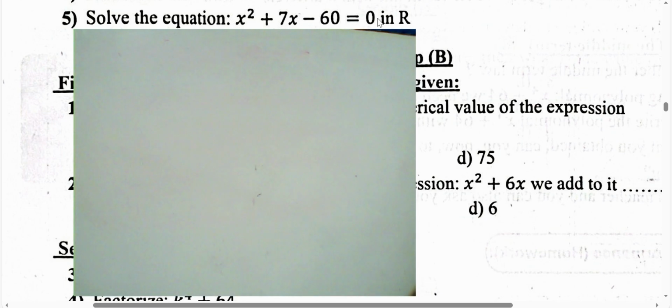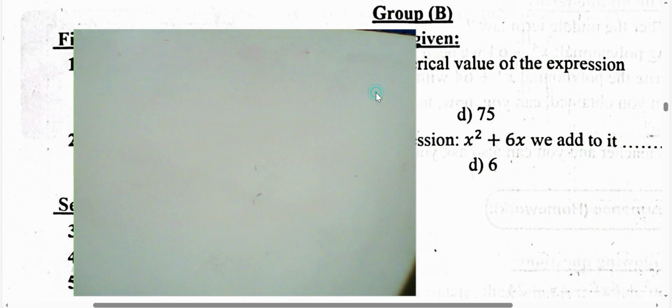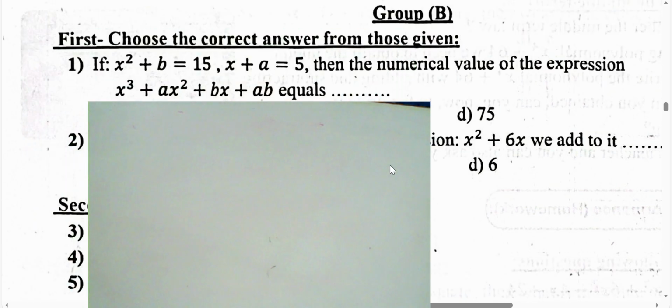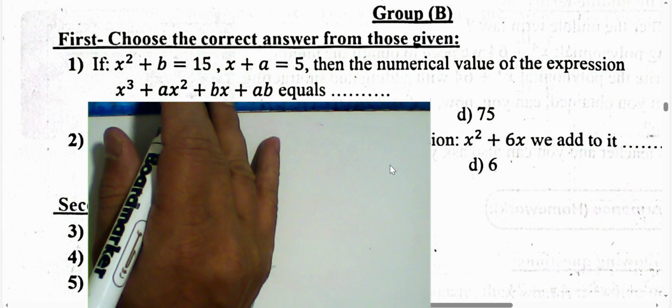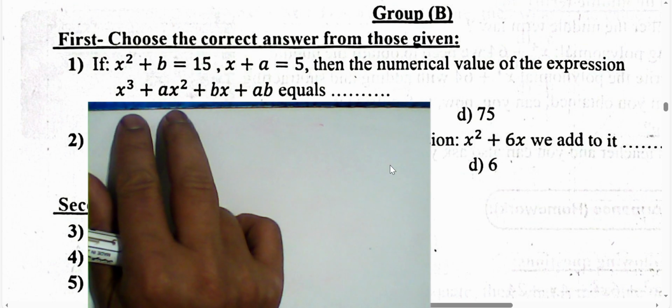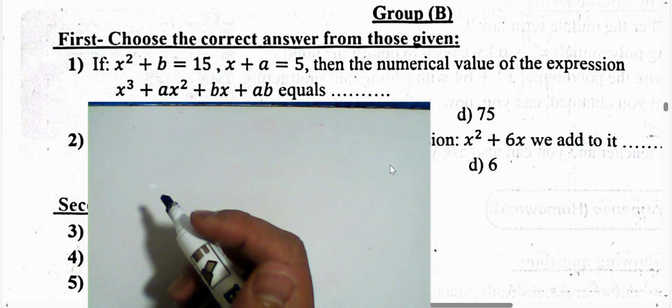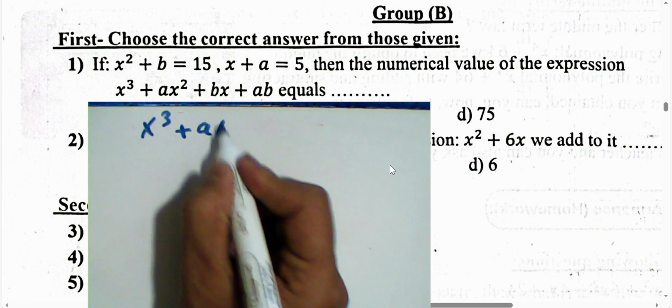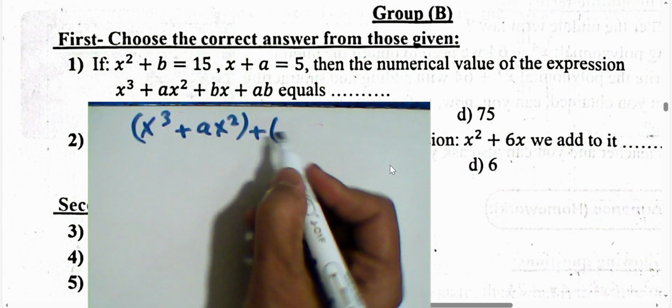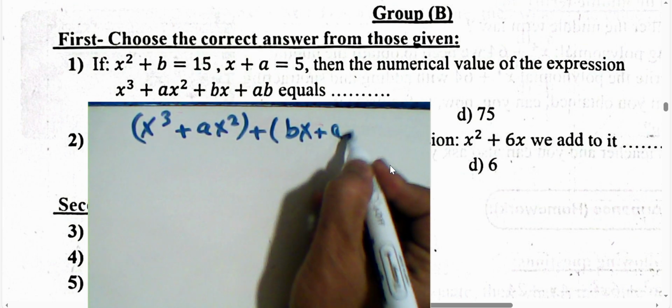Next question. They give me an expression with 4 terms and you want to factorize it. Look here. First step, we have 4 terms. We can divide it into 2 terms and 2 terms and write the highest common factor of each, like this: x power 3 plus ax power 2, in brackets, plus bx plus ab.